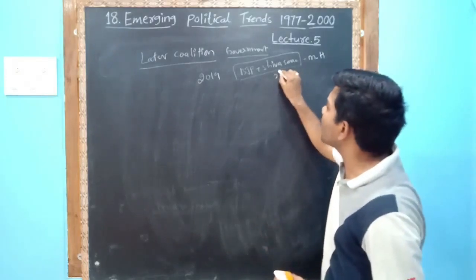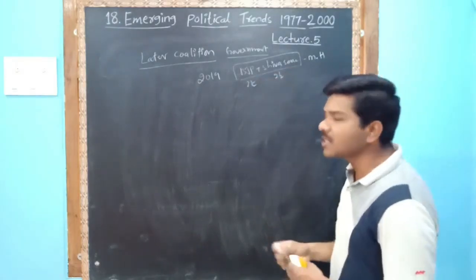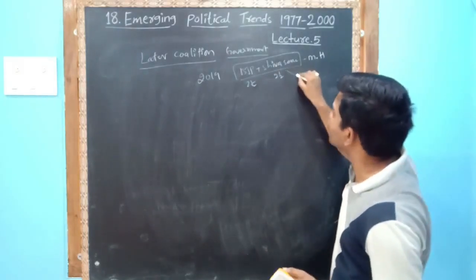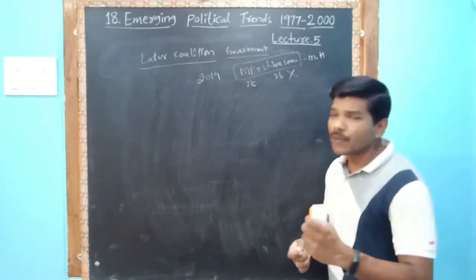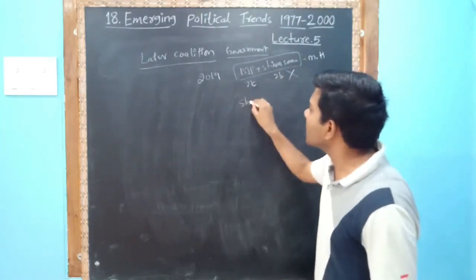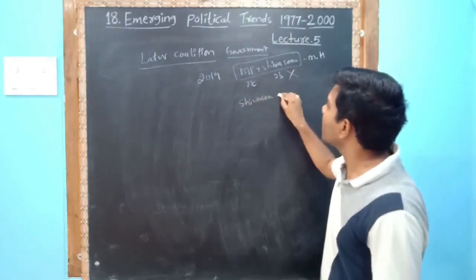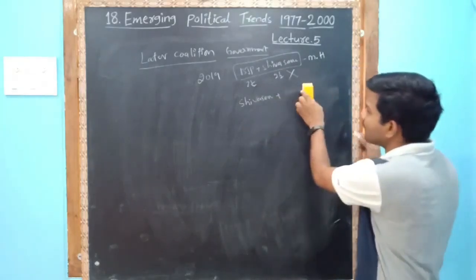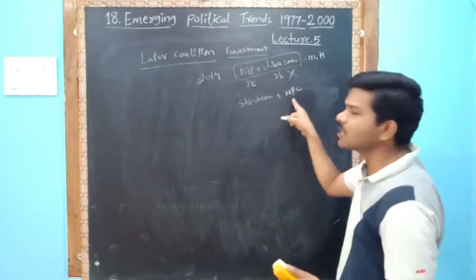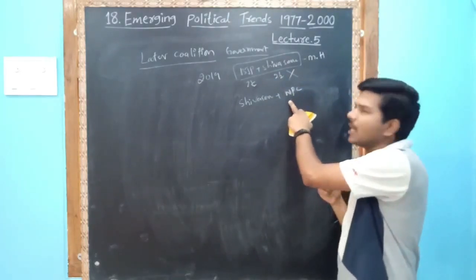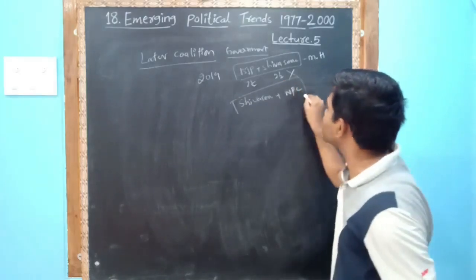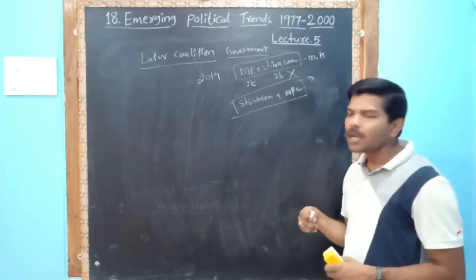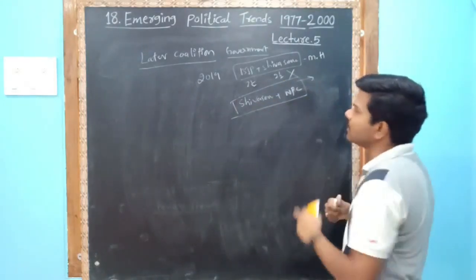Shiv Sena asked for 2.5 years of CM each. We will share the CM post, 2.5 years each. But BJP did not accept this. When BJP did not accept, Shiv Sena came out of the BJP. Shiv Sena plus Congress, plus another party, the National People Congress, one of the allies of the Congress. This NPC gave support to Shiv Sena. Now Uddhav Thackeray from Shiv Sena became the CM of Maharashtra.